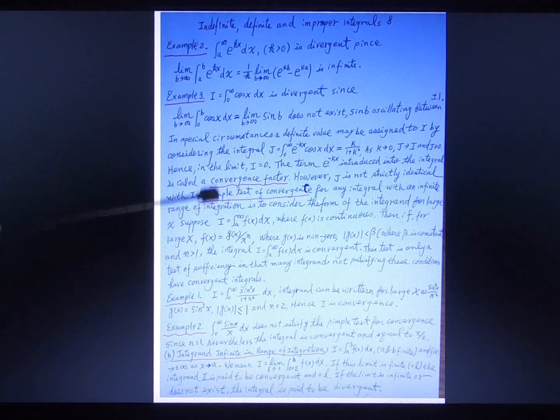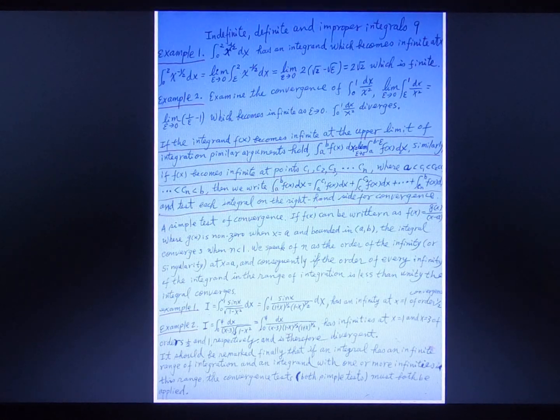And there's a simple test for convergence, and these are examples. And another is when the integrand is infinity, and these are examples. And these are more examples.